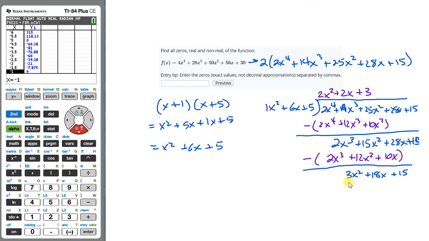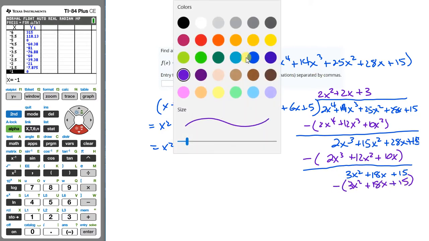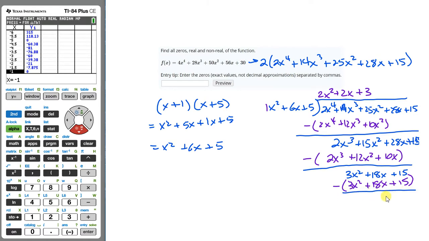3 times x squared is 3x squared. 3 times 6x is 18x. 3 times 5 is 15. Subtract because it was accounted for. And I end up with, yay, remainder 0. Happy, happy, right? Why are we happy? That's supposed to be a remainder 0, a happy remainder 0, because that means this was indeed a factor and we did a correct long division.